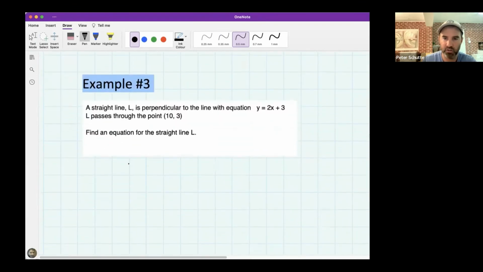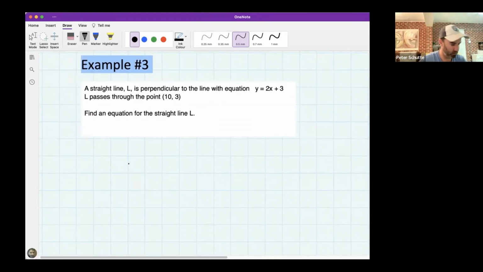I want you guys to do this. A straight line is perpendicular to this line. It passes through that point. Find the equation of L. Oh, I see lots of, Yolanda, is students feeling a bit more confident now? Is that what you're seeing as well? Okay, I see a question.